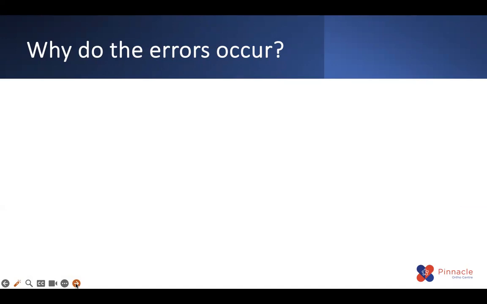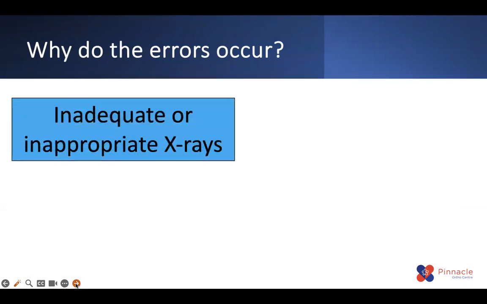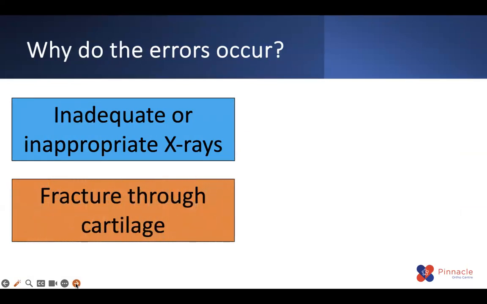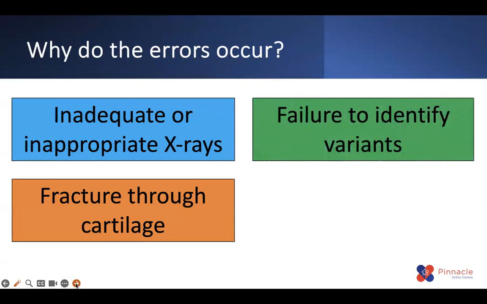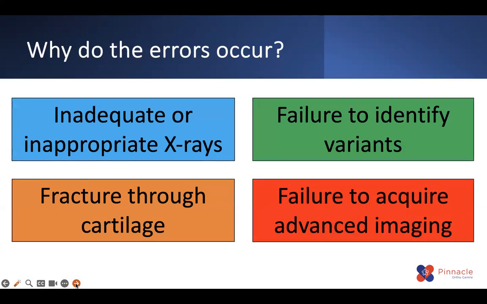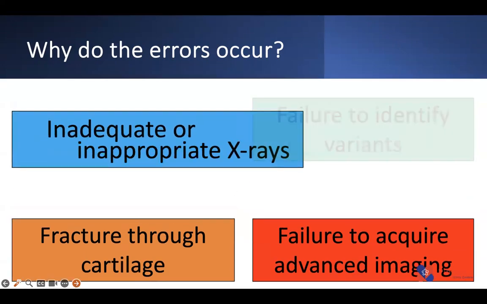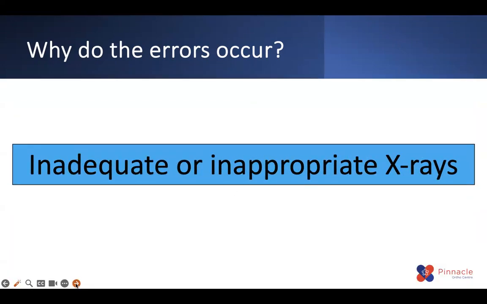And as I assimilated the cases which I'm going to discuss in this talk, I realized that most of the errors can be categorized under four categories. The first category of error is as simple as failure to acquire adequate or appropriate X-rays. Second is fracture occurring through radiolucent cartilage. Third is failure to identify normal variants in pediatric age group. And lastly, failure to acquire advanced imaging where needed. So in the subsequent talk, let's discuss each of these headings one by one, and I shall give you case examples under each of these headings.